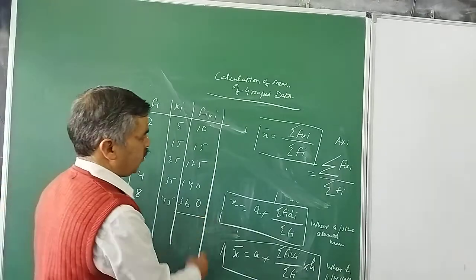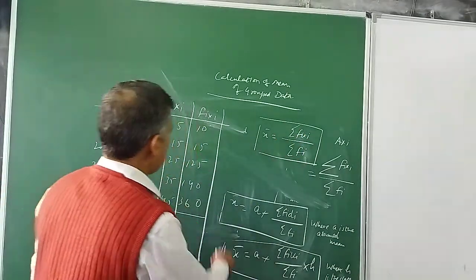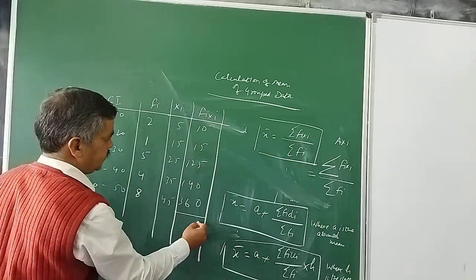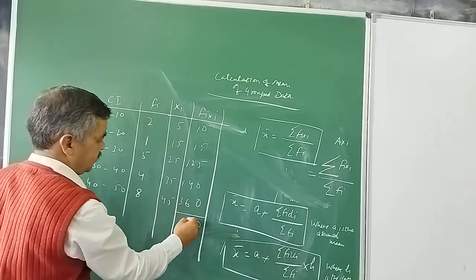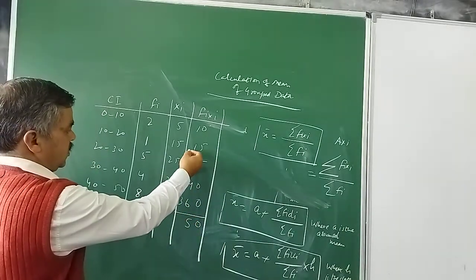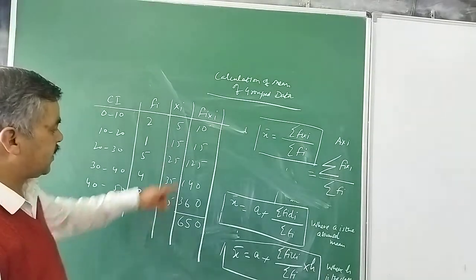Now as per my formula, I need the sum of these products fi xi. So the sum is 650. Please keep a check.